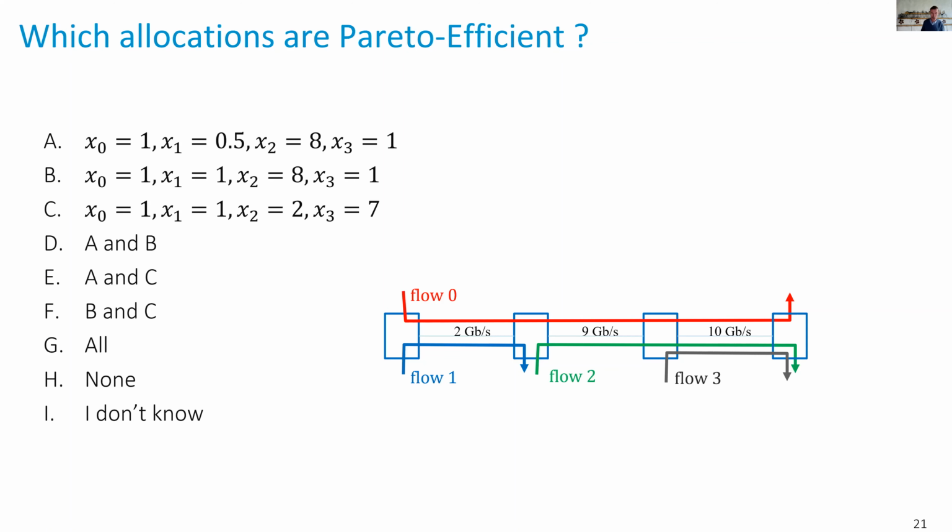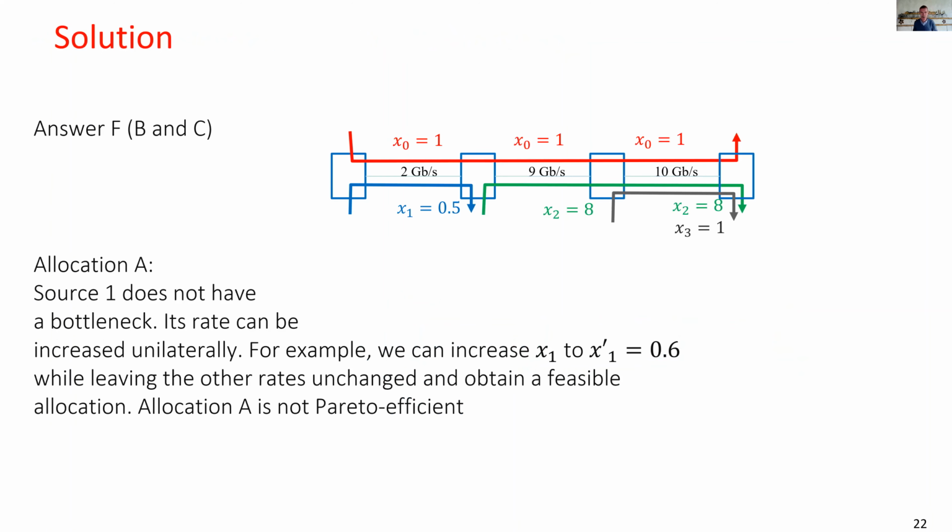I close the poll in a few seconds. Ta-da. And the correct solution is F, which is the majority vote. Let's see why. So let's look at the first allocation here.